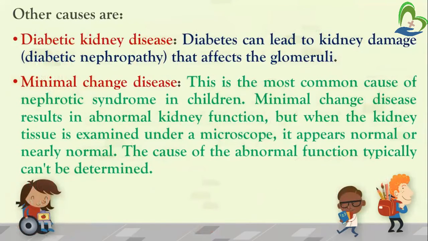Other causes include diabetic kidney disease. In that, diabetes can lead to kidney damage, that is diabetic nephropathy, which affects the glomeruli. Minimal change disease is the most common cause of nephrotic syndrome in children. Minimal change disease results in abnormal kidney function, but when the kidney tissue is examined under the microscope, it appears normal or nearly normal. The cause of the abnormal function typically cannot be determined.